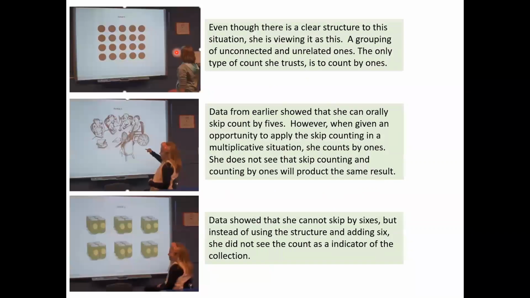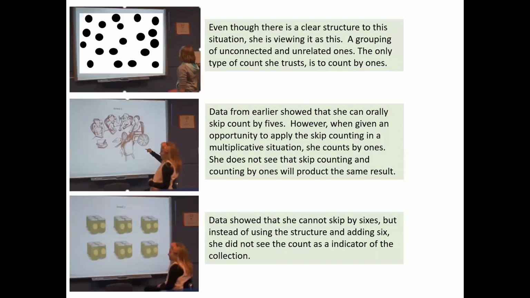So if you take a look right here, what it says is, even though there's a clear structure to this situation, she's viewing it like this, okay? A grouping of unconnected and unrelated ones. The only type of count she trusts is the count by 1. I'm not saying this is exactly how she's seeing it, but she's treating it just like this, okay? A collection of unconnected ones with no groups.